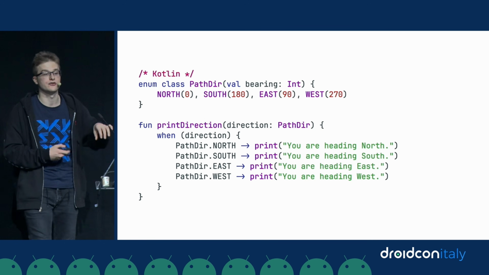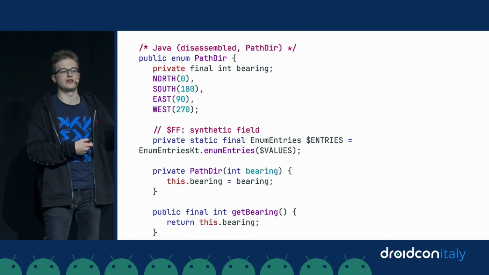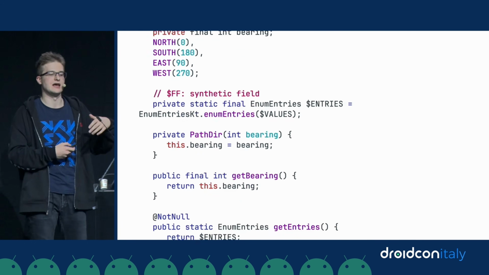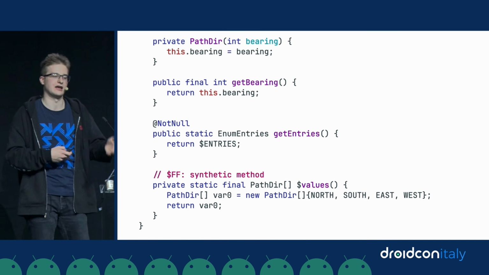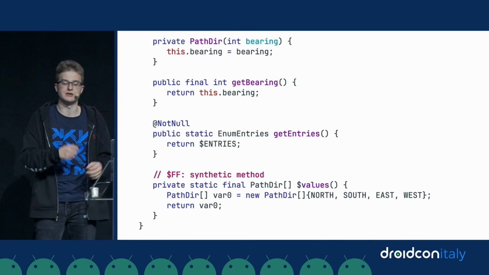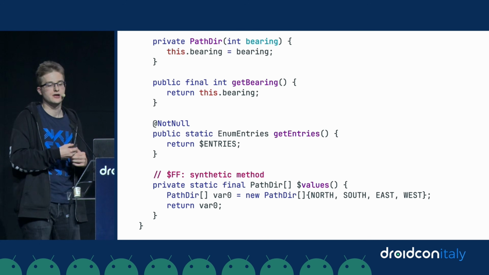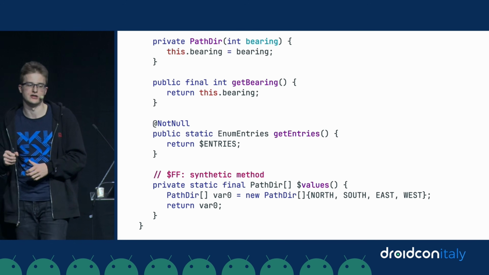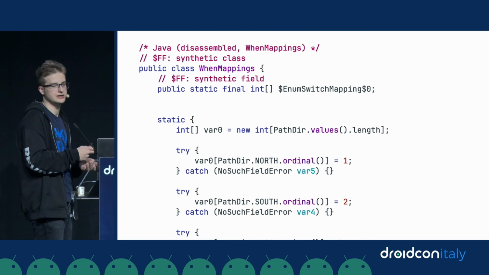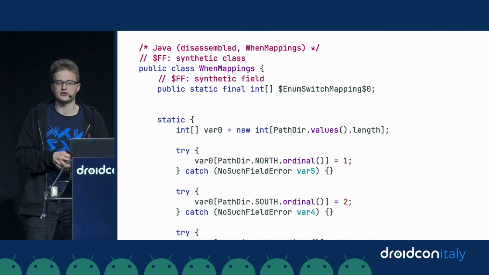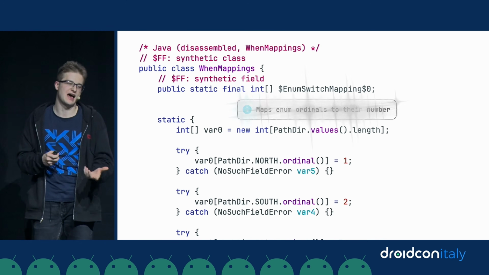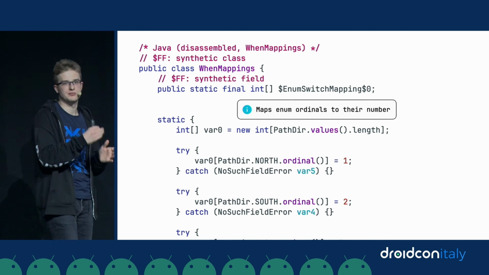Now, if we decompile this, we get first the enum in Kotlin, which generates the things, and then some code for getting the variable. And it also gets a values synthetic method, meaning that it's generated from the compiler, returning basically an array of all the enum entries. Then it generates a Kotlin when mappings, which is basically a class that declares an array mapping enum ordinals, meaning their position.